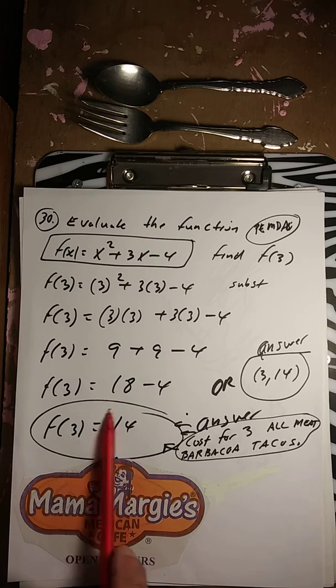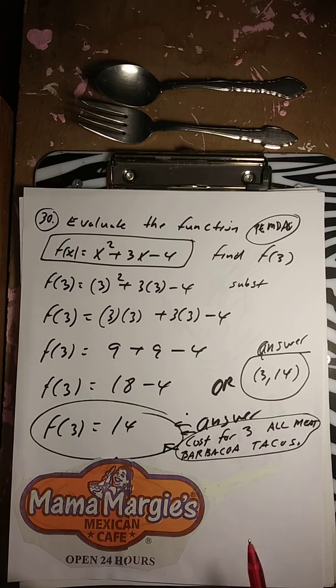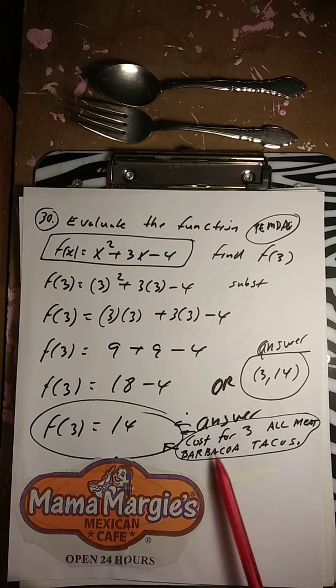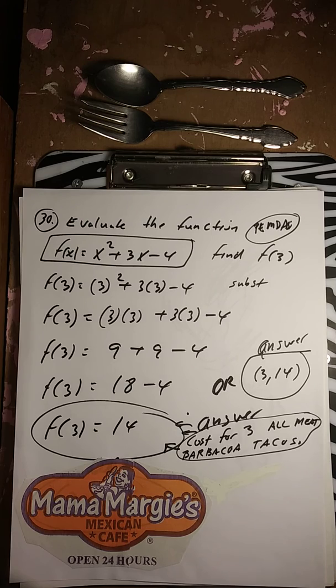So f of 3 is what? 14. Or 3 comma 14. And this is like the cost for 3 all meat barbacoa tacos at this place right here. Wild Margie's Mexican Cafe, open 24 hours.